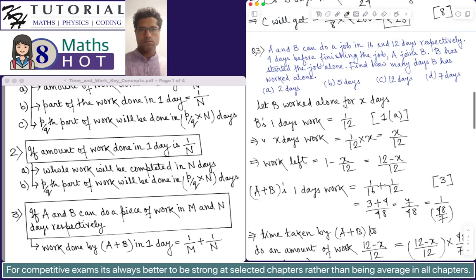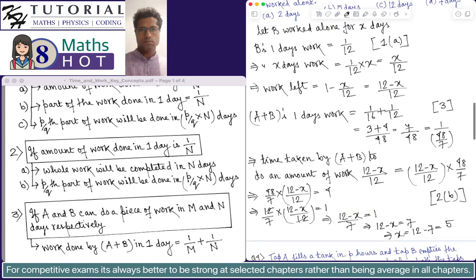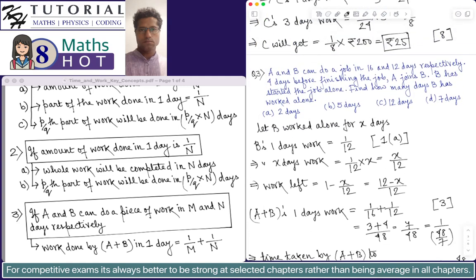Now what is the question? Find how many days B has worked alone. The assumption was B worked alone for x days, and so x is 5 days. So B alone has worked for 5 days. So the correct choice is B.